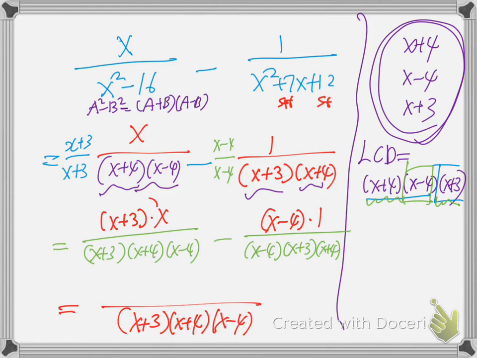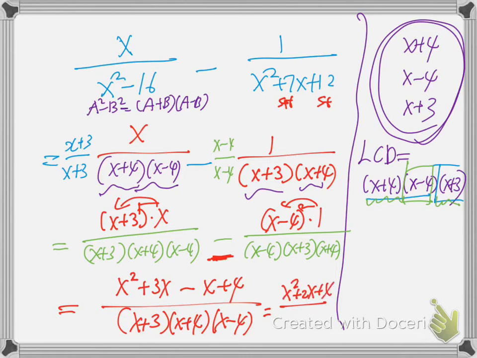So now distribution here. x squared plus 3x, and then there's a 1 times this, so it's the same thing, right? Minus x plus 4. I changed the sign because there's a minus sign in the middle. It's a subtraction. Now combine and simplify the numerators. So this is x squared plus 2x plus 4. Denominator, x plus 3 times x plus 4 times x minus 4. So that's the answer.